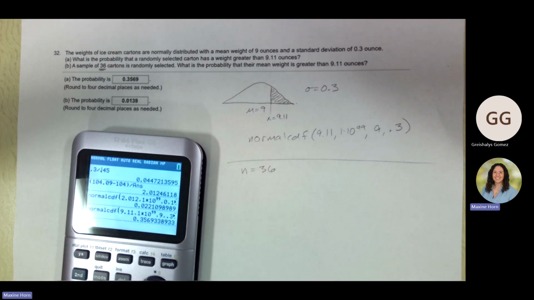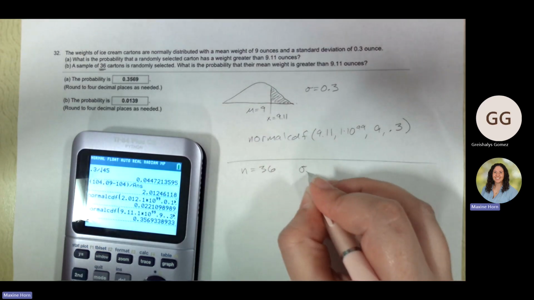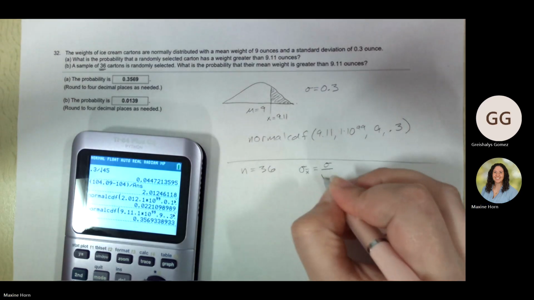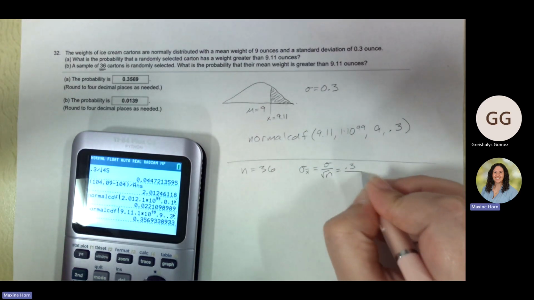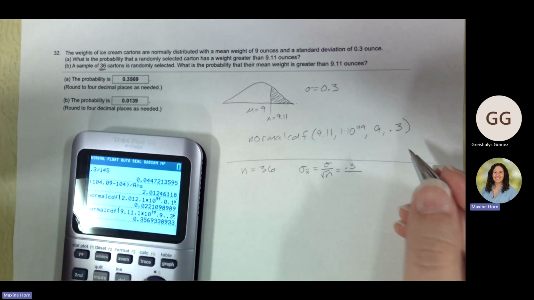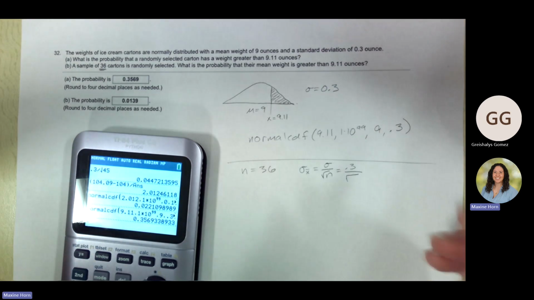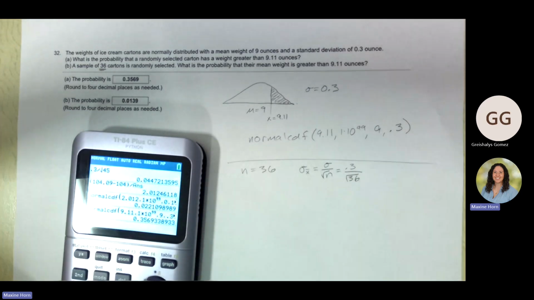So again, we're gonna go ahead and find the standard error of the mean. We've got our 0.3 over the square root of our sample size. What was our sample size? 36. Hold that thought, guys. I gotta go move the motion sensor.